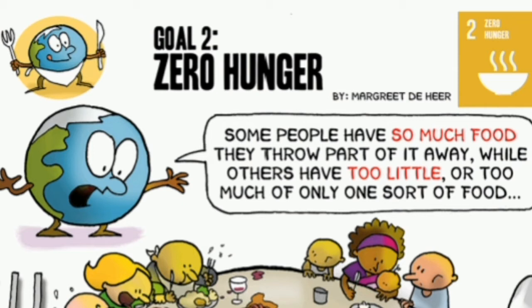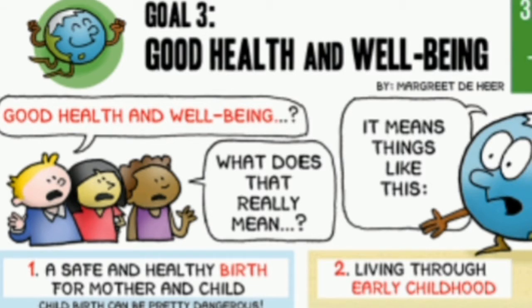Zero hunger. Some people have so much food, they throw part of it away, while others have too little or too much of only one sort of food. So it is the target to be achieved by 2030 to end hunger and ensure access by all people to nutritious and sufficient food all year round.